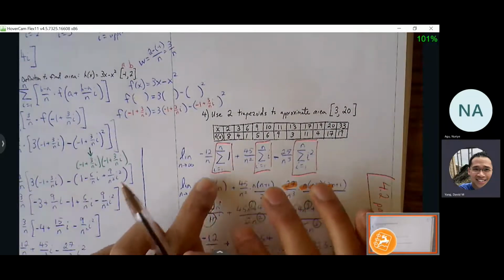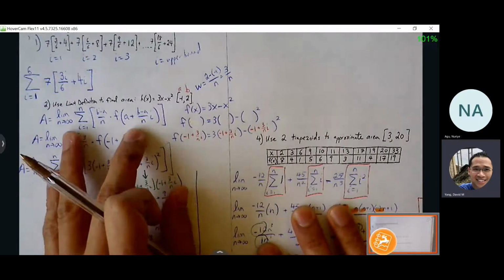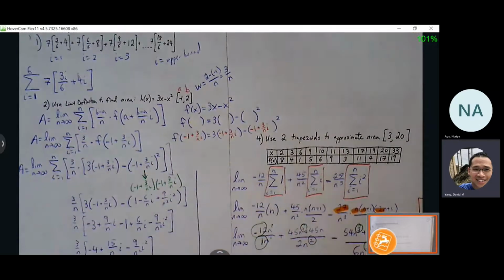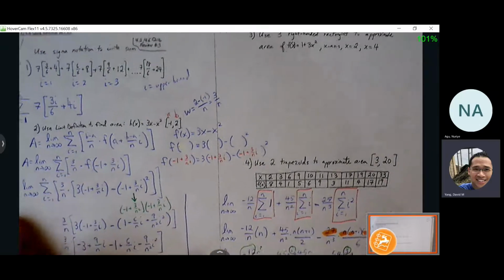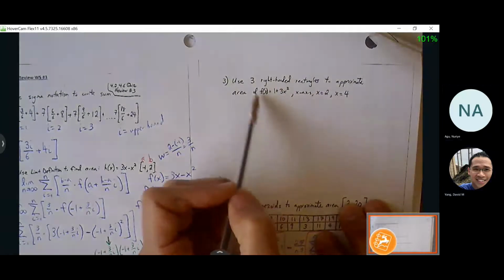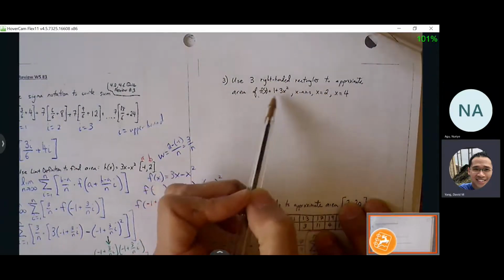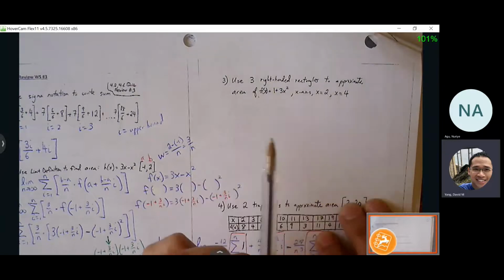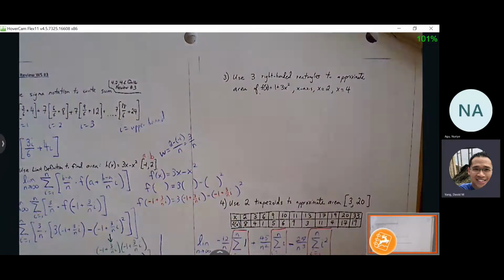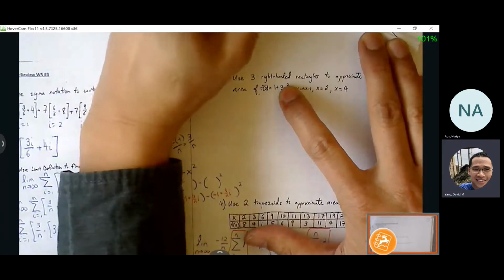All right, so the summation formulas will be given to you. The area formula will be given to you. Okay, just have to know how to use them. All right. Okay, number 3. Now we're dealing with approximation here. This is use 3 right-handed rectangles to approximate the area of this region. Okay, so here we have to really build the width from scratch. So we have to go through this formula: width equals b minus a over n.